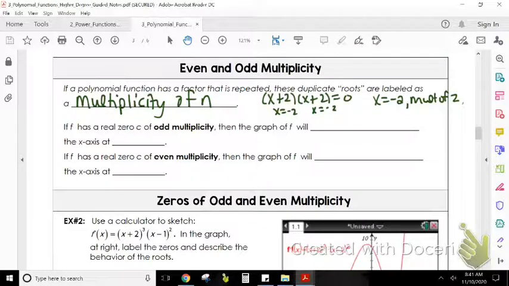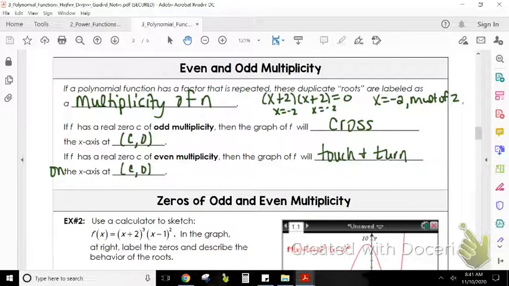So if f has a real zero, c, of odd multiplicity, then the graph of f will cross the x-axis at the point c, 0. So if that multiplicity is odd, it's actually going to cross the x-axis there. If f has a real zero c of even multiplicity, then the graph of f will touch and turn on the x-axis at that c, 0.